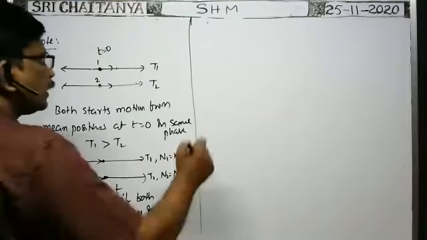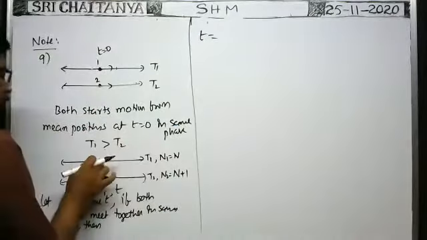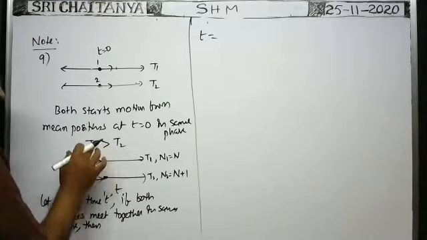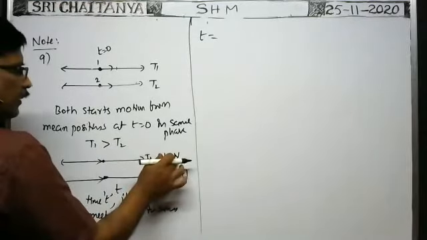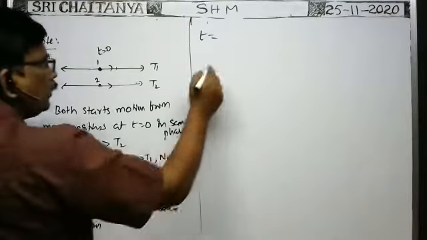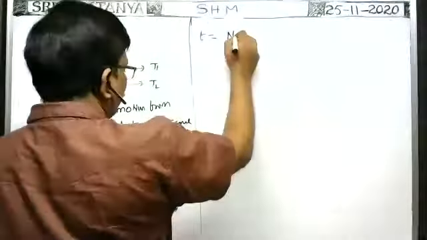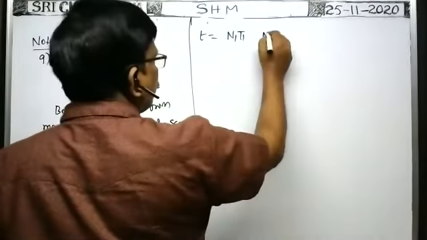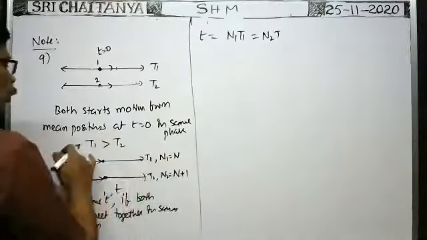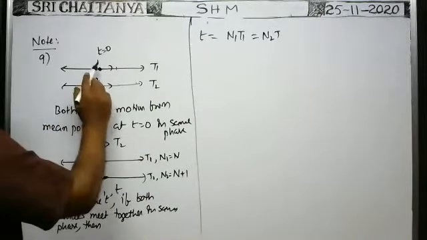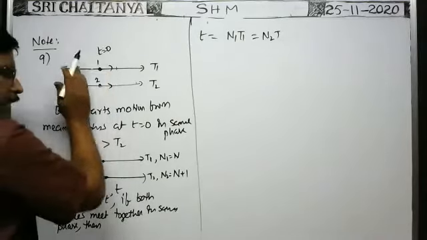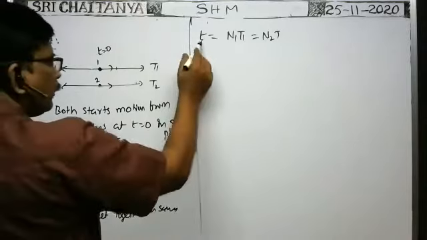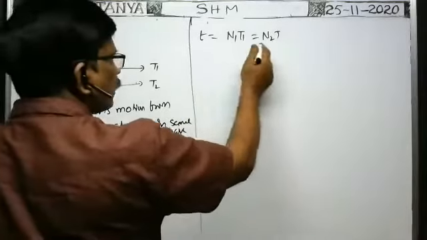Okay, now what is the time taken by the first particle to meet here? To meet together again, the number of oscillations made is n, and the time taken for one oscillation is t1. That's why the total time taken to meet together is n1 into time period t1. For the second particle, it is n2 into time period t2. The total time taken by the two particles to meet together is the same, because both start motion at t equal to 0 in the same phase, and again after t seconds both meet together in the same phase. That's why n1 t1 is equal to n2 t2.